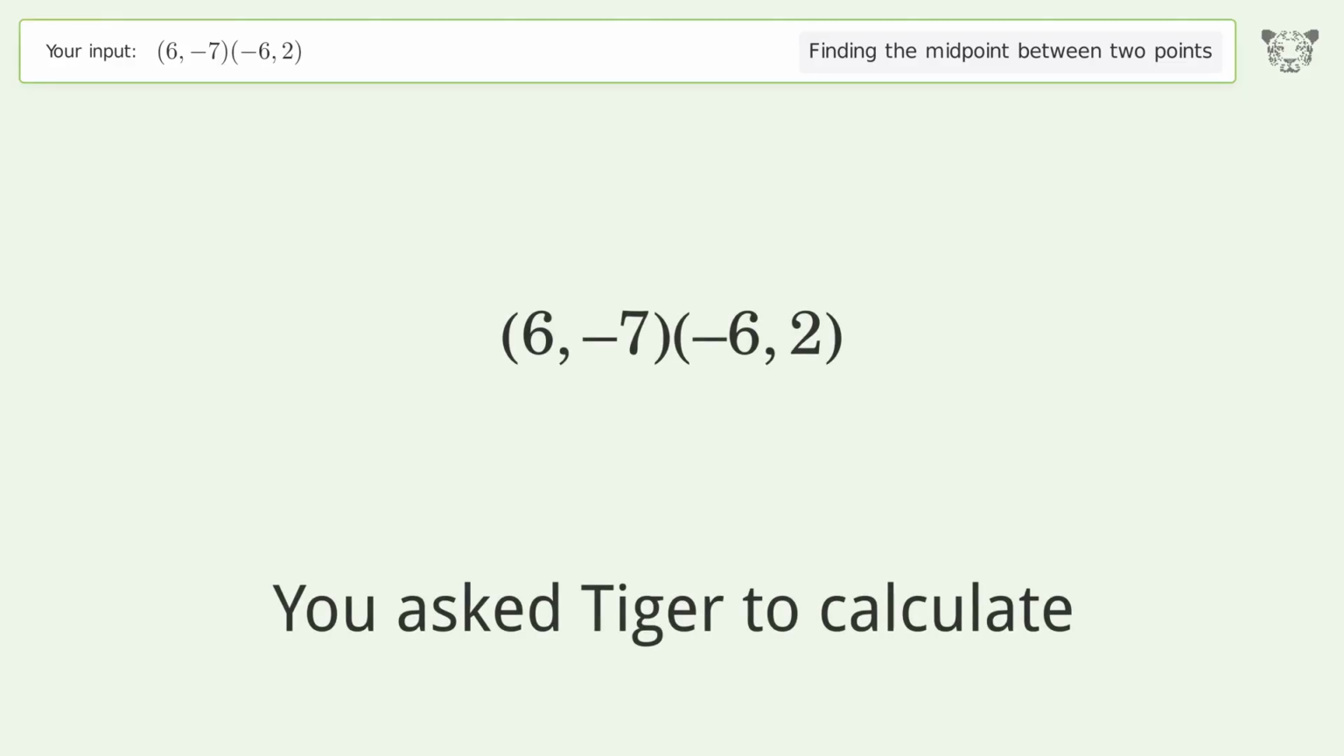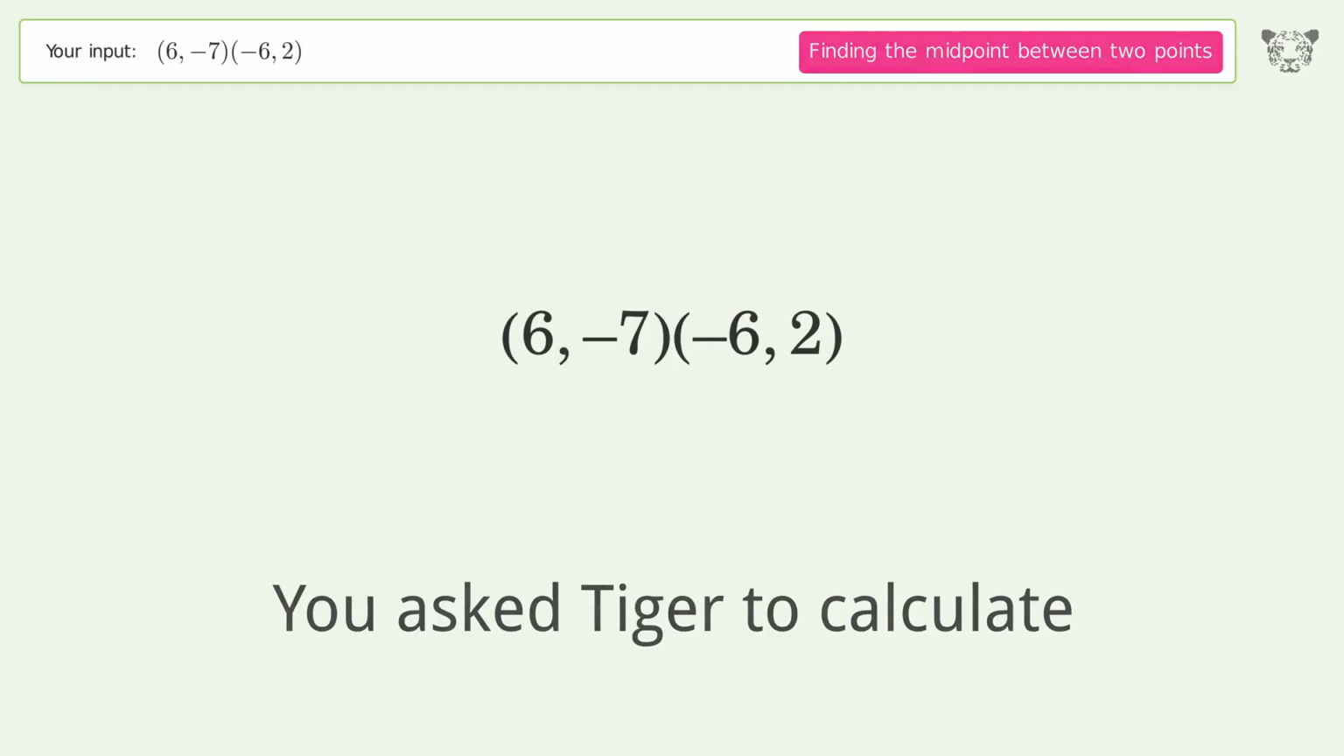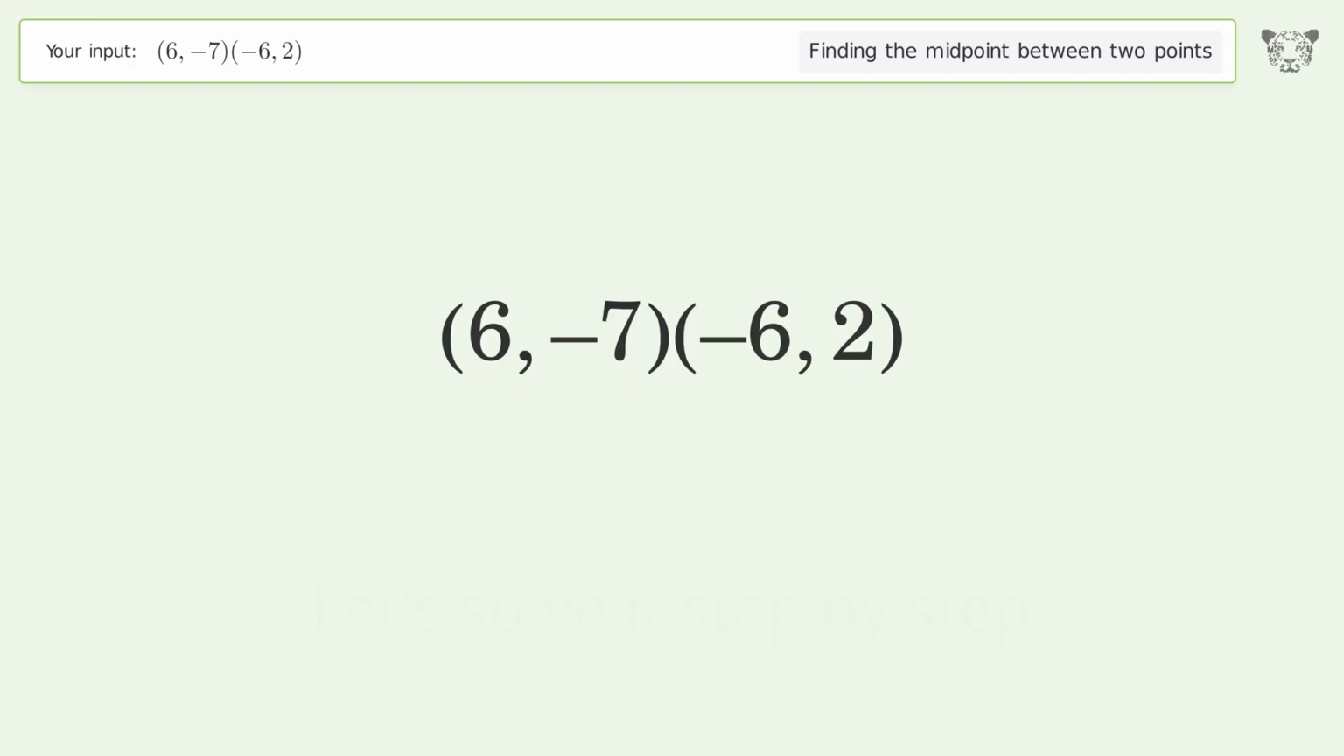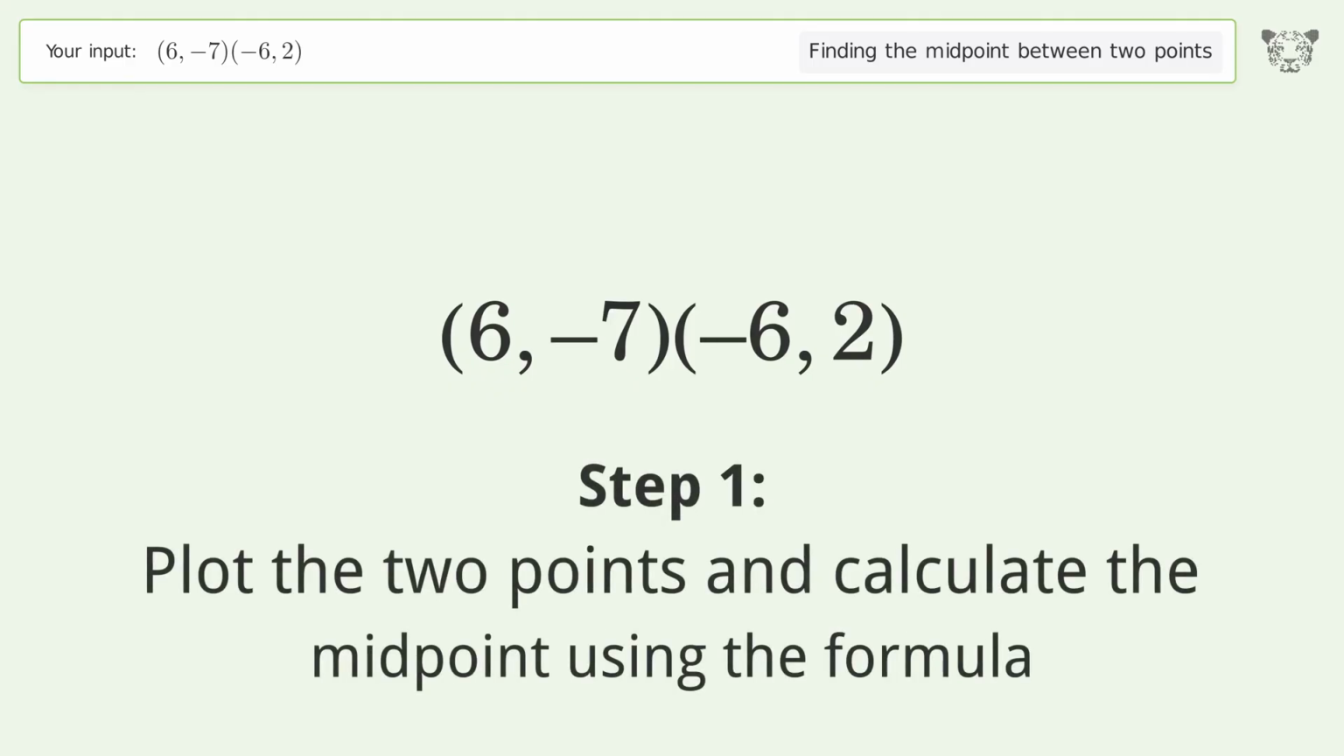You ask Tiger to calculate. This deals with finding the midpoint between 2 points. The midpoint between the 2 points is 0, -2.5. Let's solve it step by step. Plot the 2 points and calculate the midpoint using the formula.